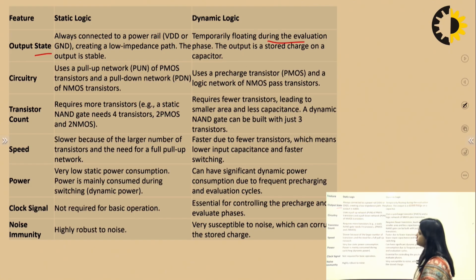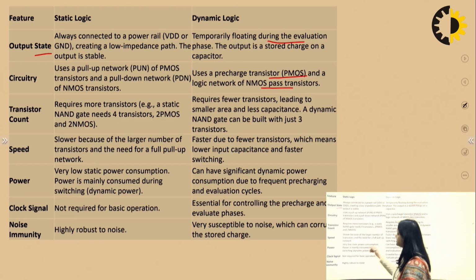Similarly, if I talk about the circuitry, in case of static, it uses pull-up network and pull-down network, whereas in case of dynamic, the PMOS transistors are used as pre-charge circuitry, and the main circuit is implemented using the NMOS transistors, and here we use generally the pass transistors. So, in this lecture, we will also see what is the design of pass transistor.